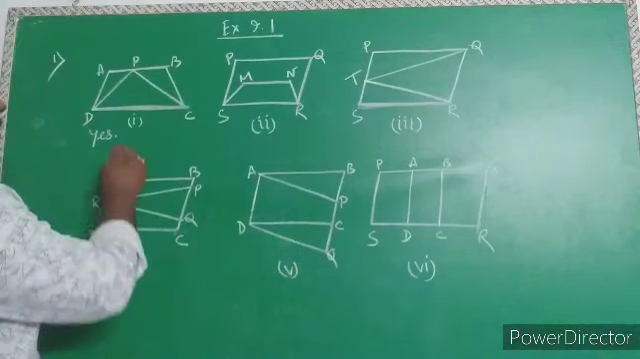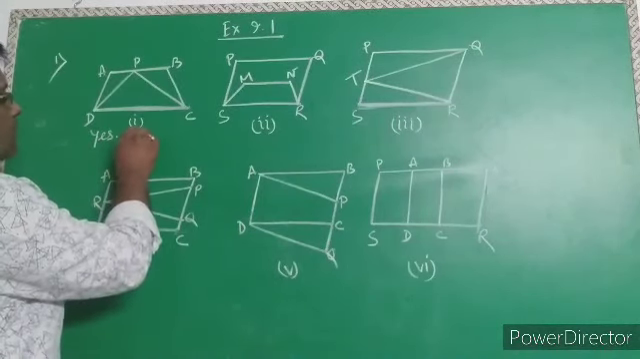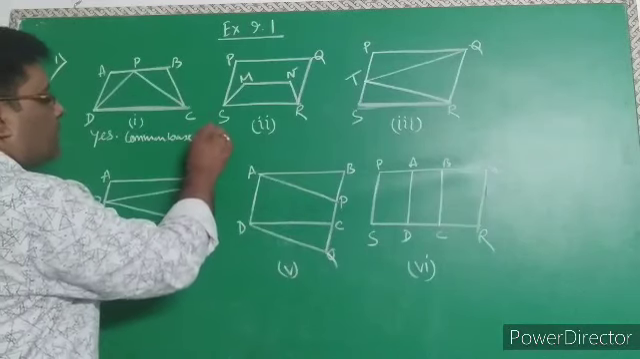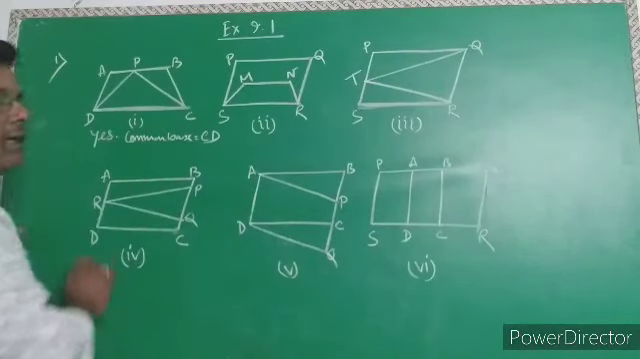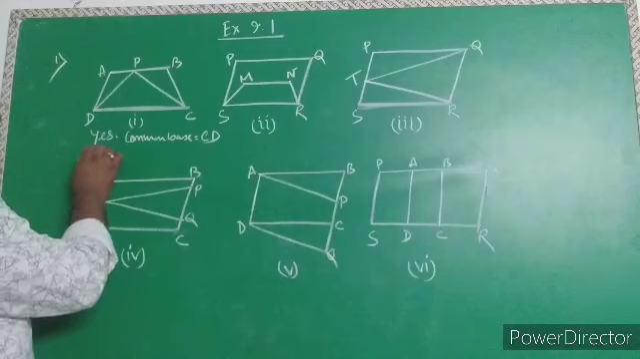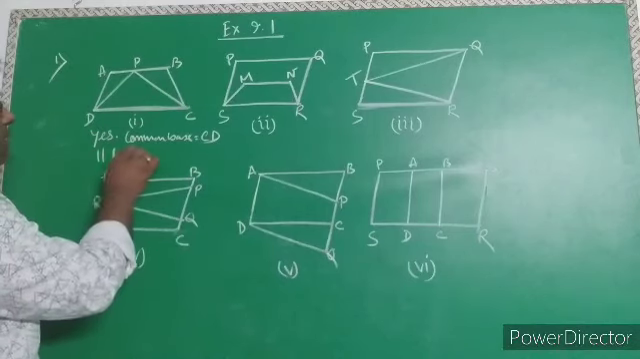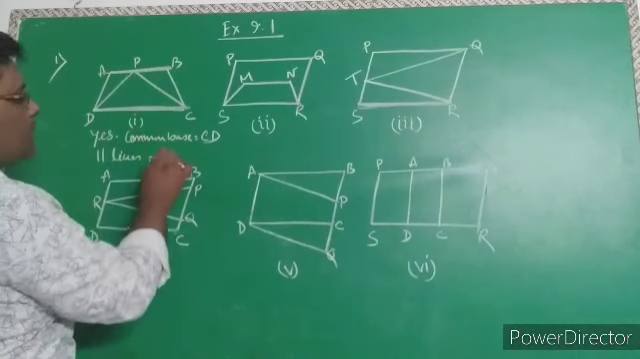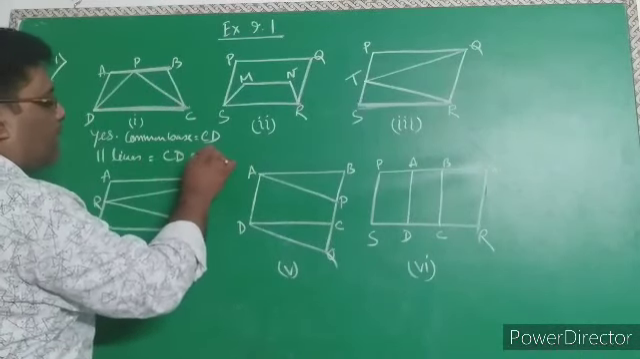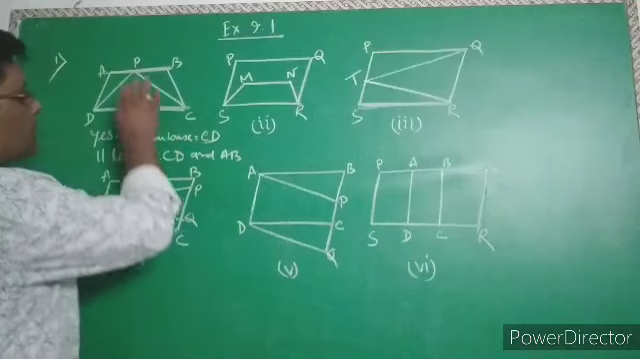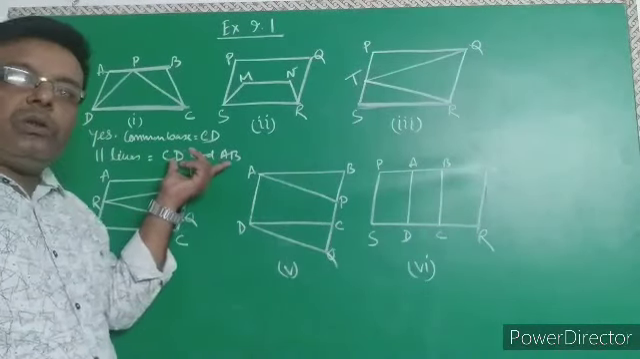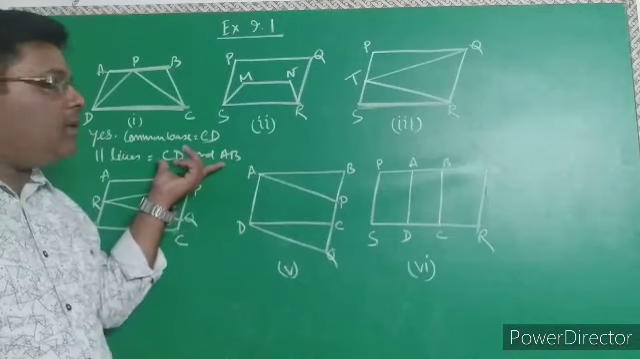So we have to write the common base, that is same base. What is here? CD is their common base and parallel lines are which one? CD and AB. CD and AB.